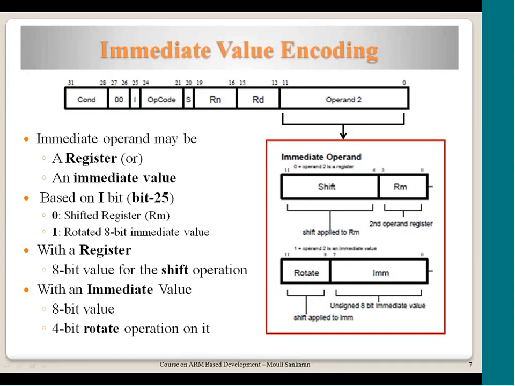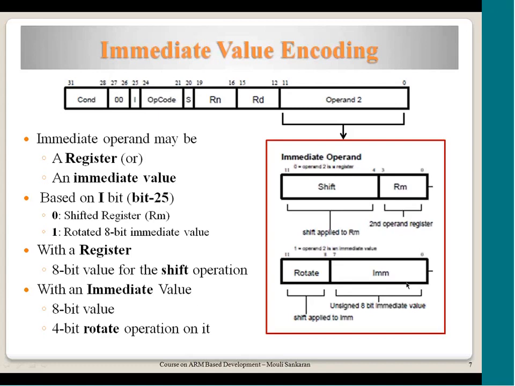Remember what I am showing: with a register, you have an 8-bit value of shift operation. Suppose one operand is coming from RM, how many bits will come? A 32-bit value will come from one of the registers in the register file, and then you will perform a shift operation based on this 8-bit value. How this 8-bit value is interpreted, I will explain to you.